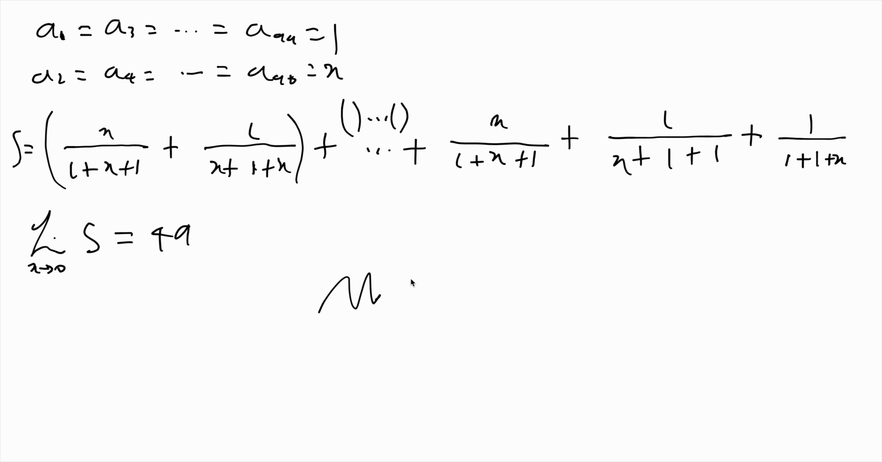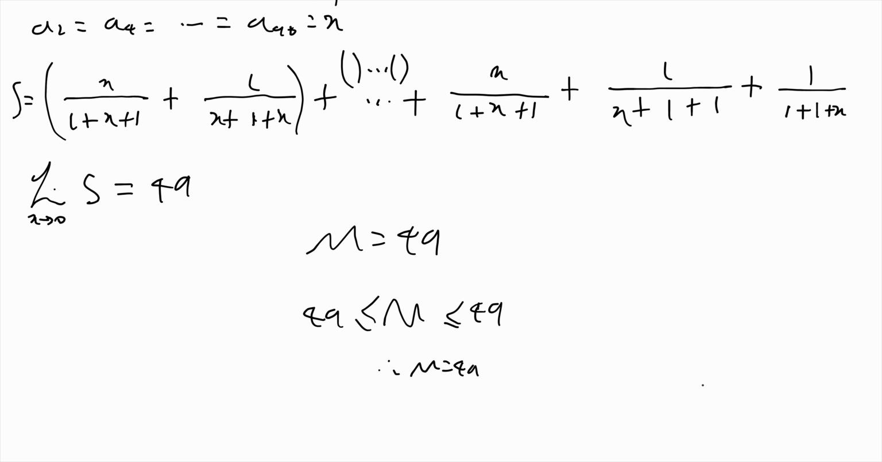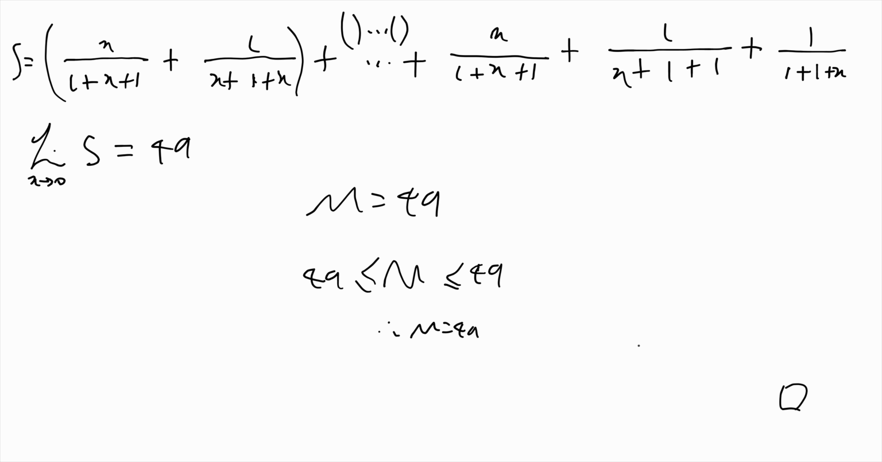Therefore, m is equal to 49, because our series is approaching 49, m cannot be anything less than 49, but it cannot be anything greater than 49 because we already know the upper bound for the series, and that is 49. So m must be greater than or equal to 49, but it's also less than or equal to 49. So therefore, m is equal to 49. And that is correct. So that completes our proof.